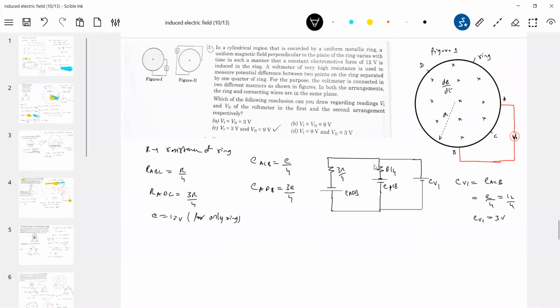In this case, EV1 will be less than 3 volt now, sir. Constant EMF of 12 volt is induced in the ring. Voltmeter of very high resistance is used to connect. You mean to say there'll be a current I flowing, then the potential drop is across the resistance, yes. There's a circuit diagram to make you understand. So the net EMF induced will be this much.